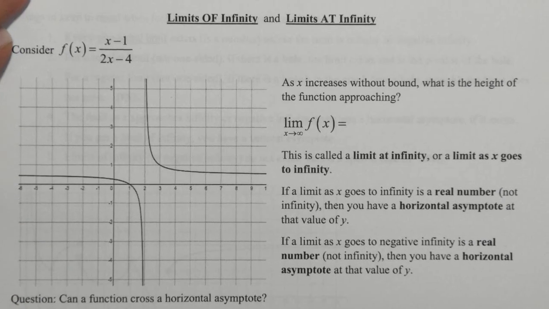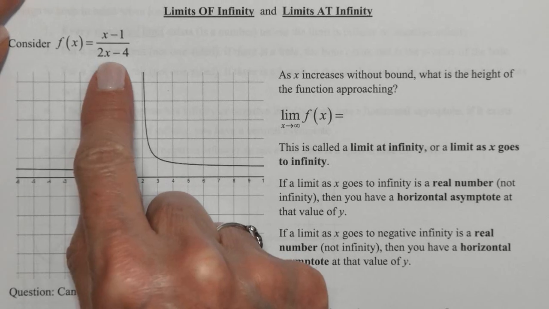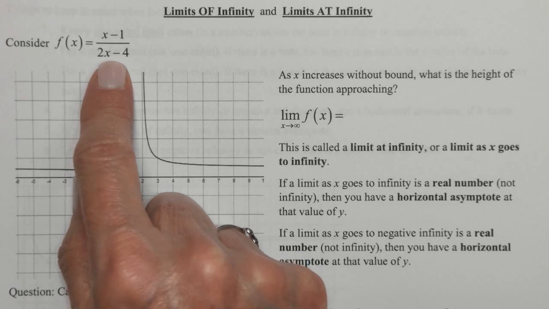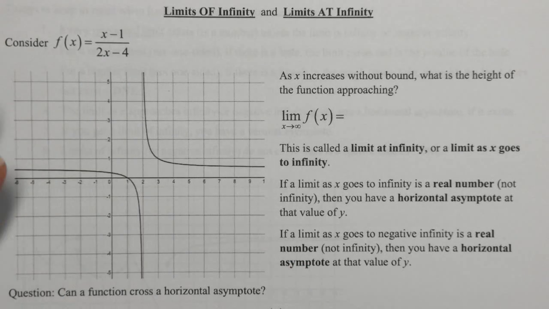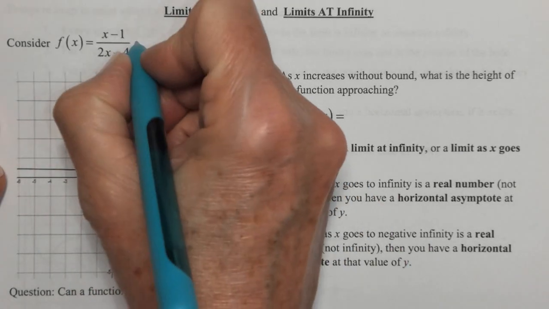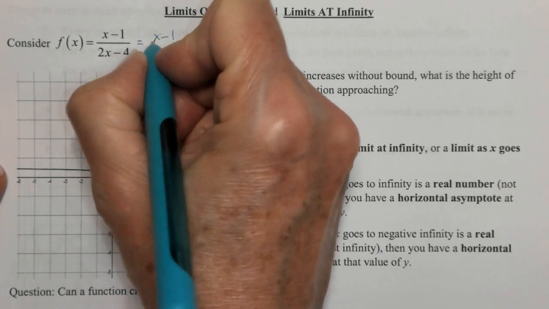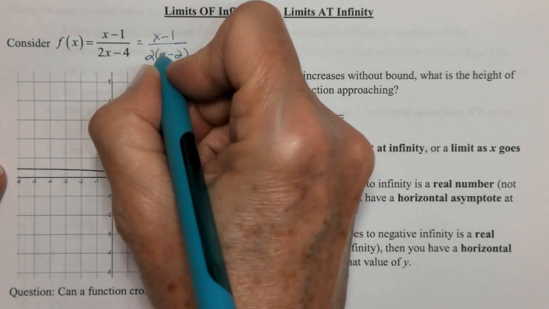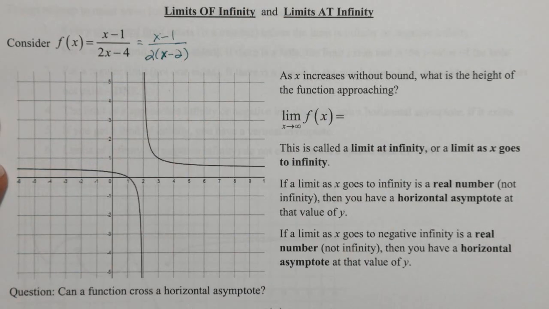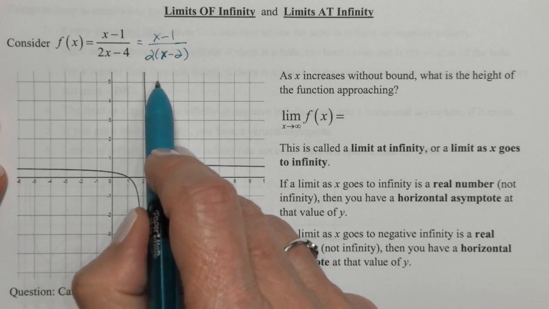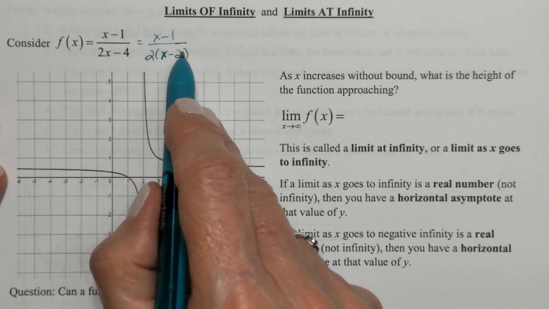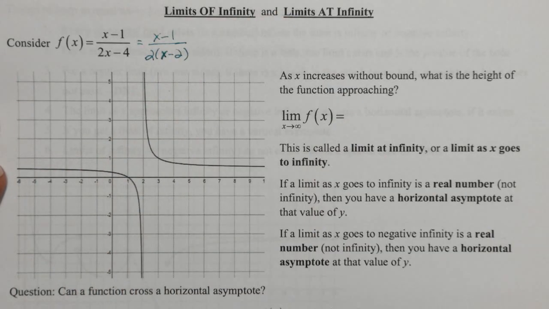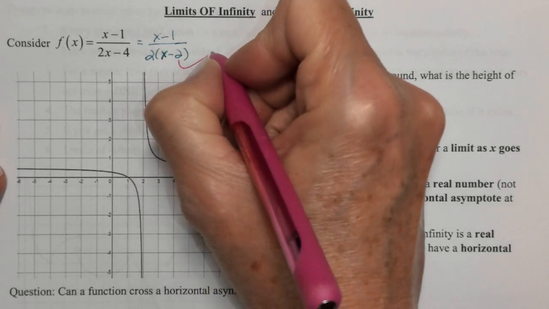Okay. Let's take a look at this function. f of x is (x minus 1) over (2x minus 4). If I factor this denominator, I get (x minus 1) over 2 times (x minus 2). Is there a hole? No, there is no hole. There is, however, a vertical asymptote.